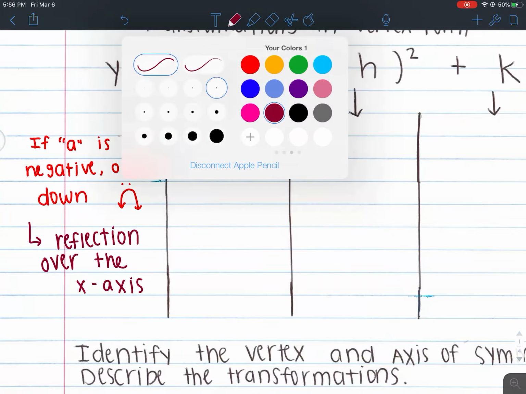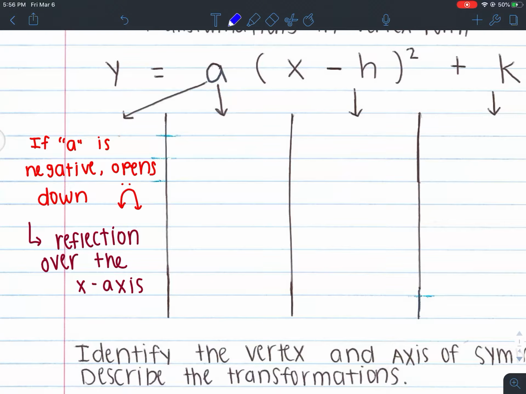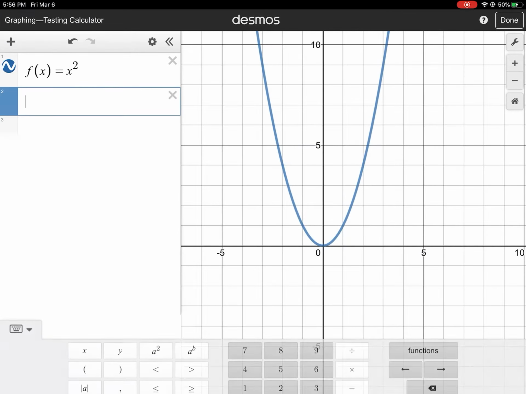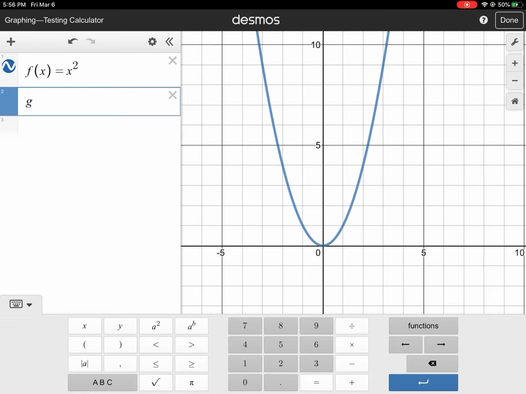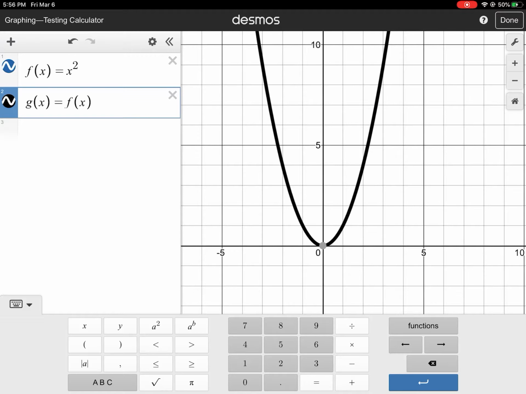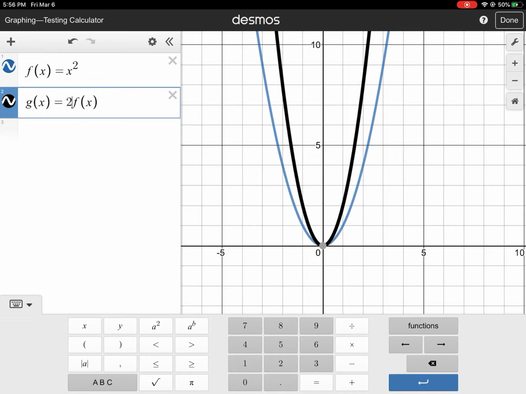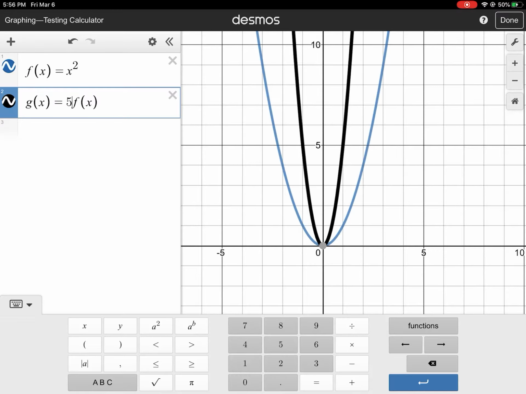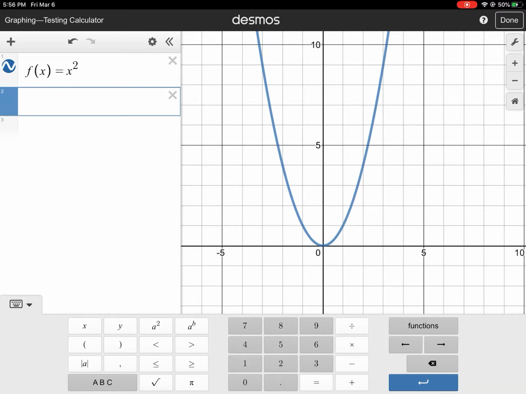The second thing the A value tells me is whether or not my parabola gets narrower or wider. So I'm going to write down 2 different functions here. g of x equals f of x. So I'm setting them equal to each other. There's nothing fancy going on here yet. Now, how could I make this narrower? Let's say I multiply and make a equal 2. What do you notice? The blue is my original, the black is my new one. Did it get narrower or wider? It got narrower. What if I multiply by 5? Narrower.